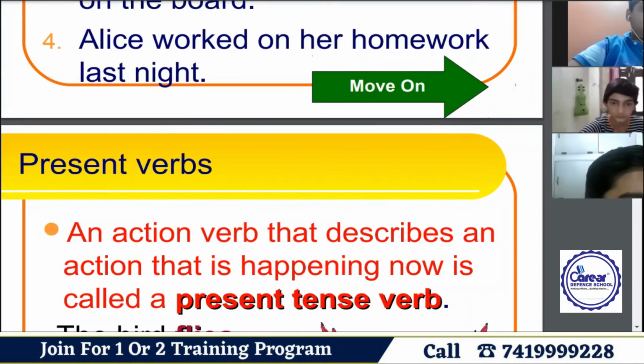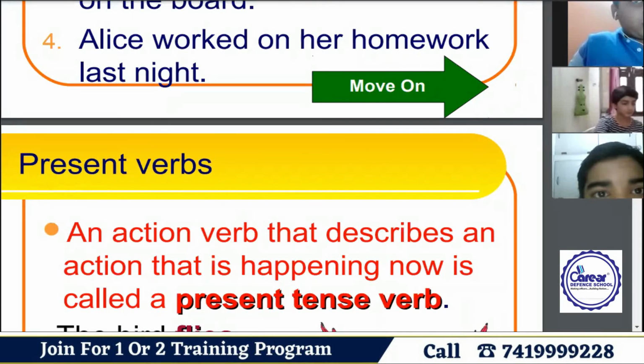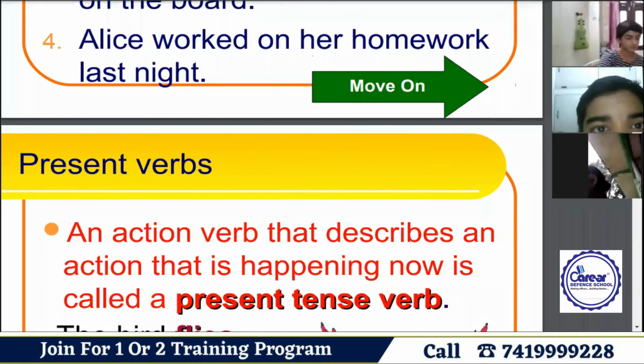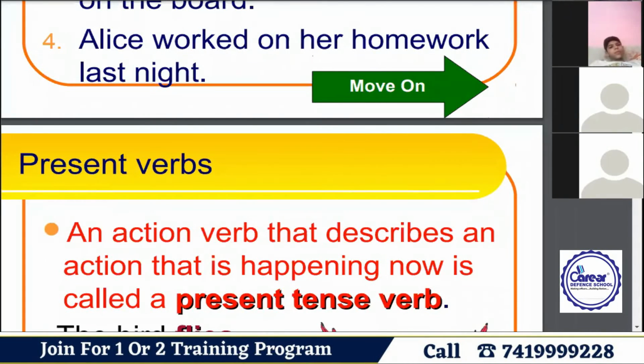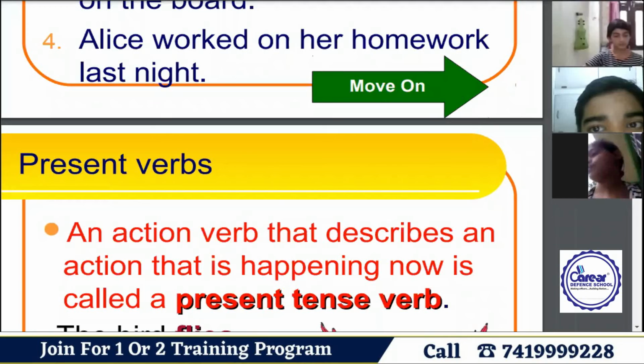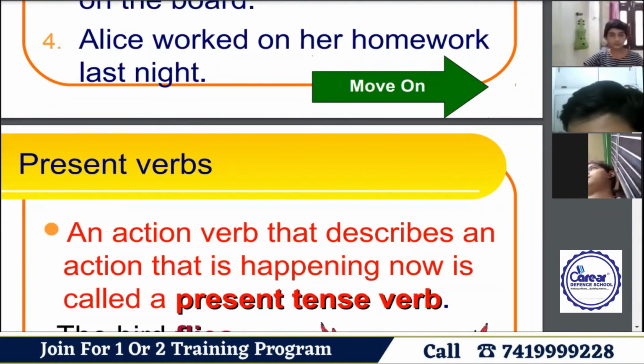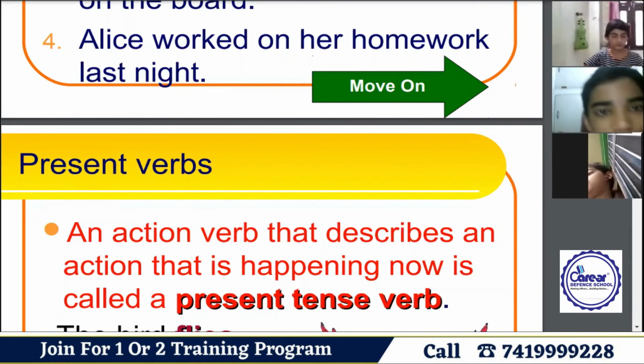Okay. So where is the verb in the sentence? Give me an example of action verb. I wrote a letter. Ma'am, wrote is an action verb. Yes, ma'am. Give me an example, beta. Give me an example of action verb.